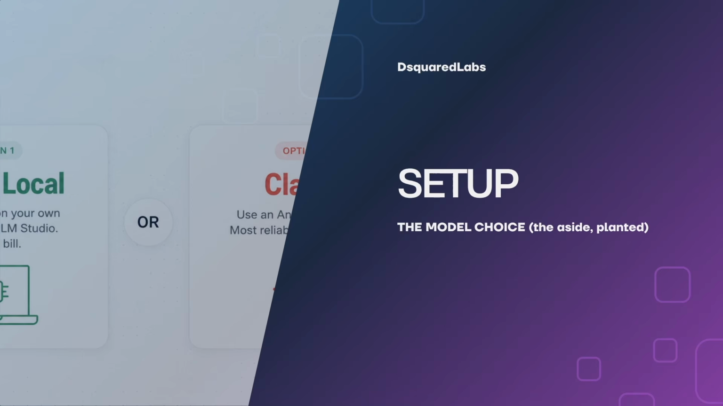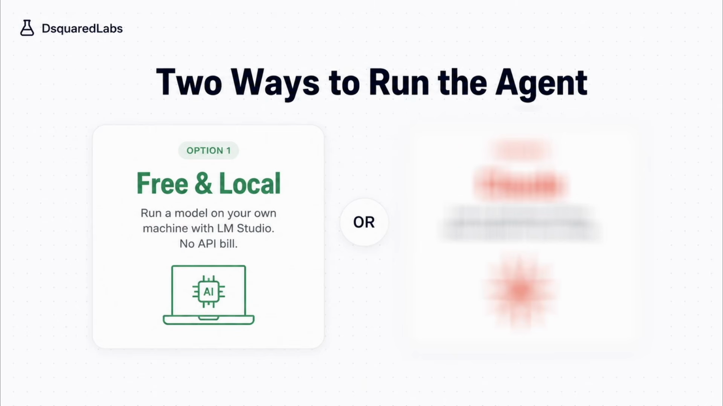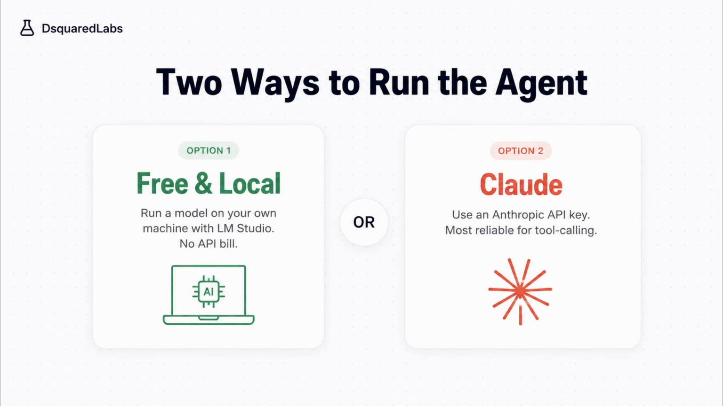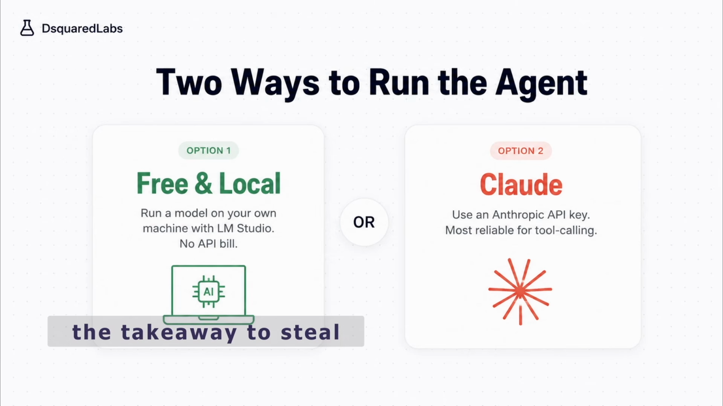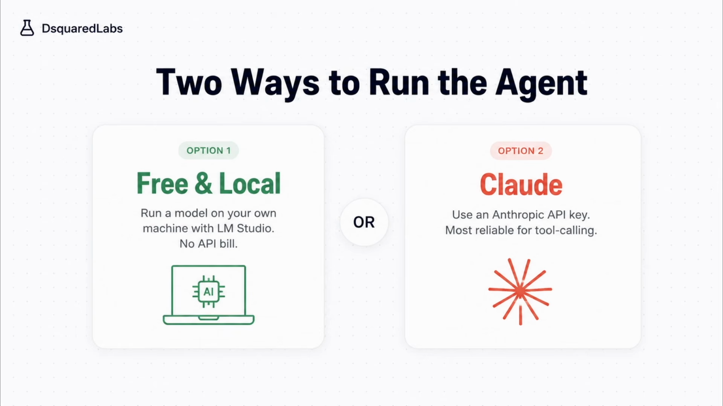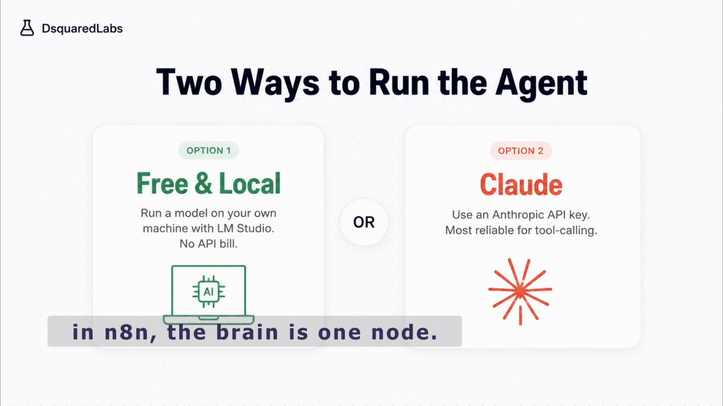First, the brain. You've got 2 options, and I want you to know both. Option 1, free and local. You run a model on your own machine with LM Studio. No API bill. Option 2, Claude through an Anthropic API key. That's what I'll use for the rest of this video, because it's the most reliable for tool calling. Here's the beautiful part, and this is the takeaway to steal even if you skip everything else. In n8n, the brain is 1 node. Swapping between local and Claude is a 1 node change. I'll prove it at the end.